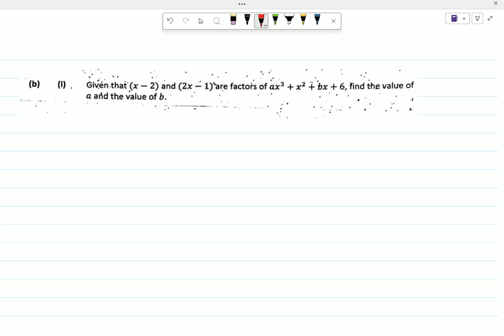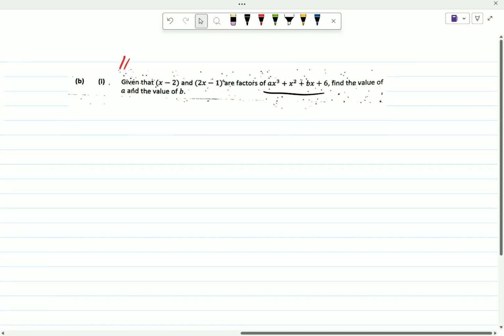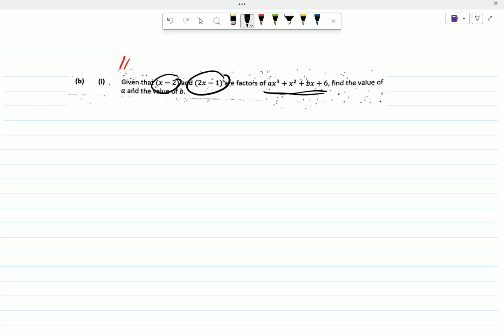So last question. On to the third question. This says x minus 2 and 2x minus 1 are factors of this equation here. Basically, there's two things, a factor and a root.